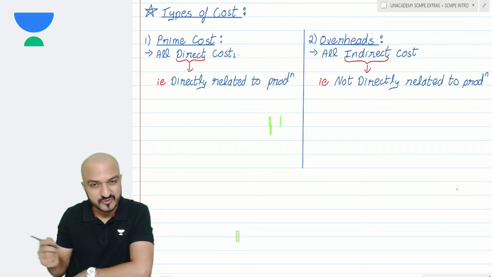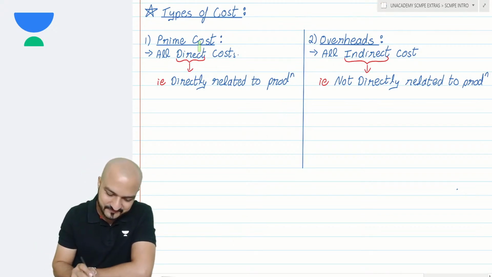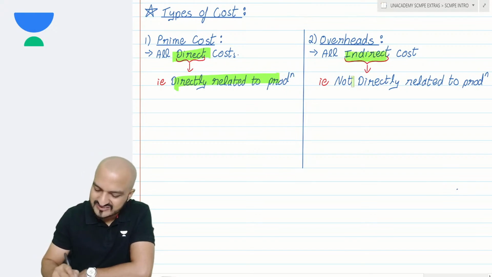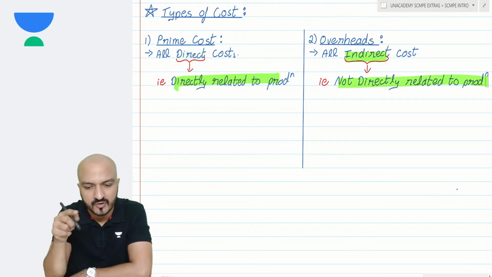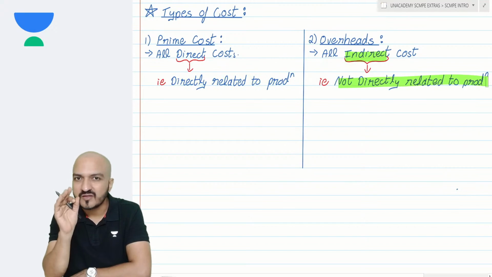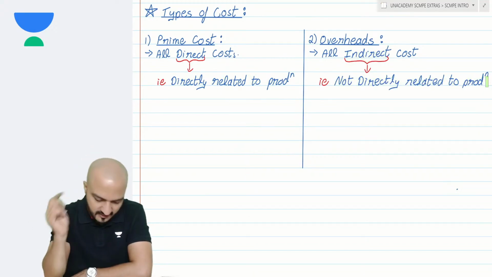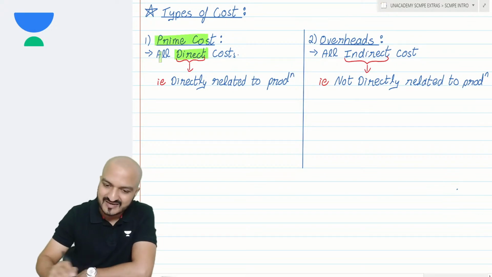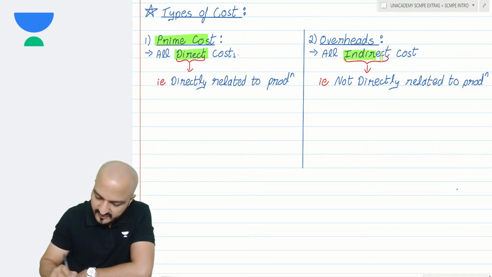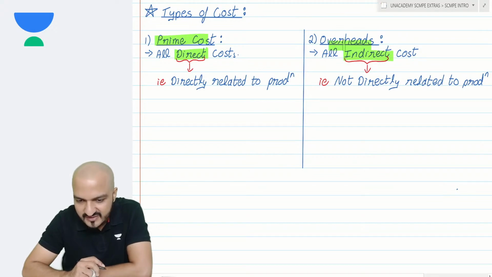Okay, so we'll proceed here. Direct costs are directly related to the production. Indirect costs are not directly related to the production. They are incurred in the factory, but they are not directly incurred on your product. Now all items of direct costs are called prime costs. All items of indirect costs are called overheads.